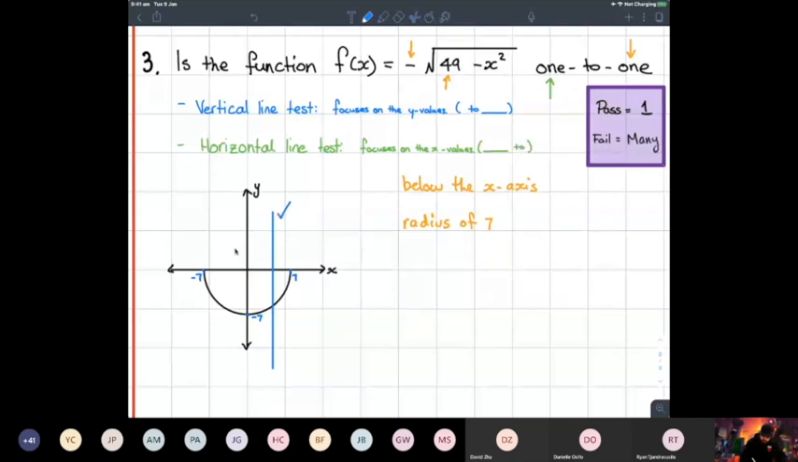So that means it's a many-to-one function. Yeah, and Ethan, you do have it correct there. It's going to be that, a many-to-one.